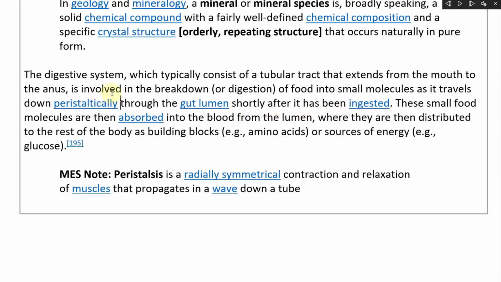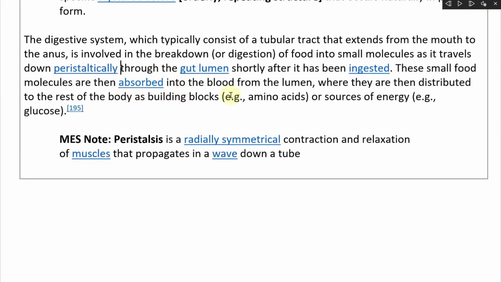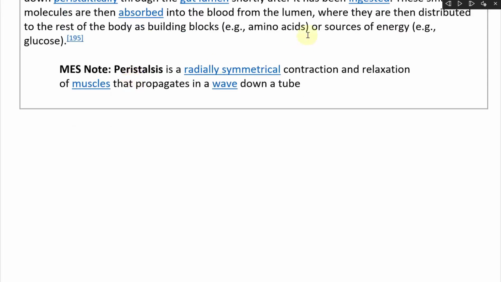These small food molecules are then absorbed into the blood from the lumen, the cavity inside the vessel, where they are distributed to the rest of the body as building blocks, e.g. amino acids, or sources of energy, e.g. glucose or sugar. These building blocks build up protein, and glucose is used for energy, for ATP production and usage, etc. So note peristalsis. See that again?